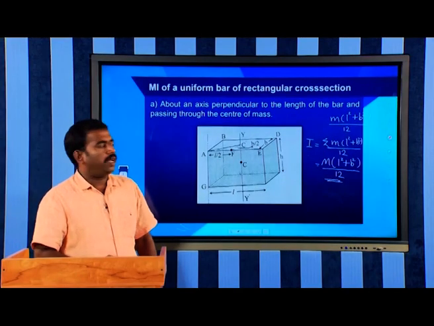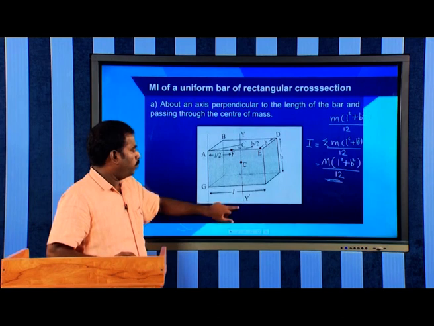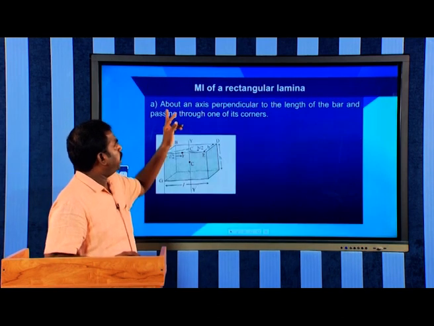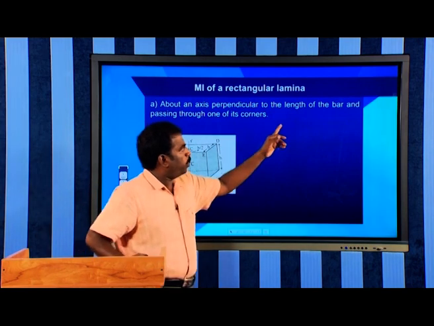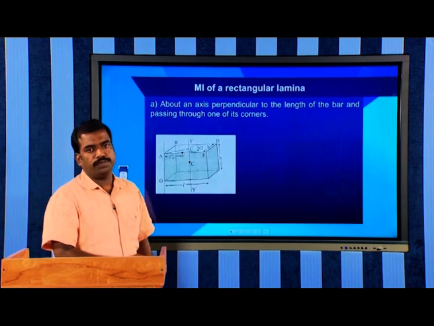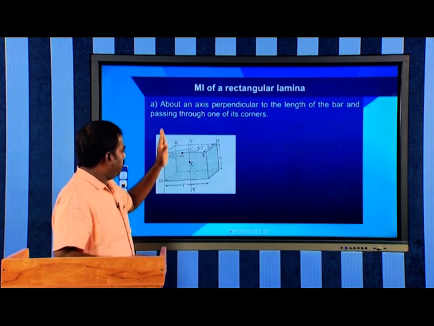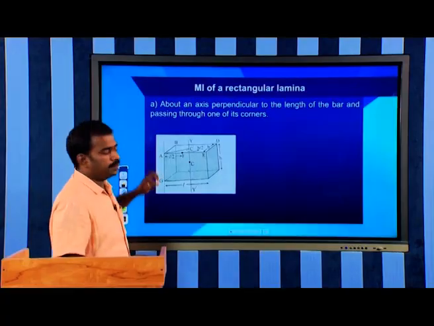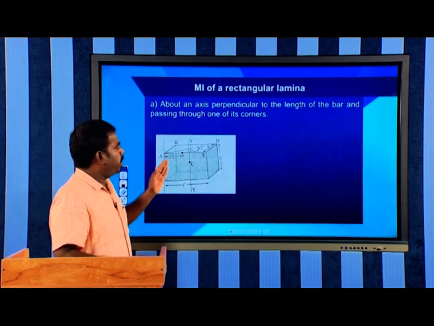Next we are finding the moment of inertia of the same rectangular bar about an axis perpendicular to the length of the bar and passing through one of its corners. This is very important. Here we are going to find the moment of inertia of this rectangular bar about an axis passing through one of its corners, about AG.